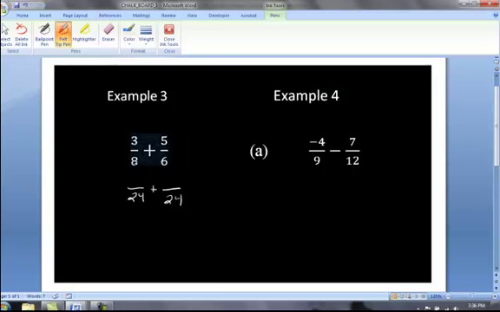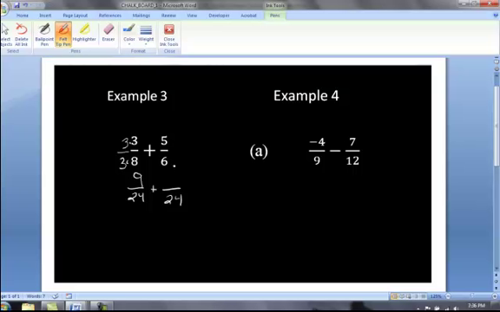If we want to change 8 to a denominator of 24, let's ask ourselves, what could we multiply 8 by to get 24? Well, we could multiply it by 3. So I'm going to multiply the denominator by 3. Now, if I multiply the denominator by 3, I must multiply the numerator here by 3. And multiplying by 3 over 3 is the same as multiplying by 1. So we're not really changing the value, we're just rewriting it. In the numerator here, we're going to get 9 over 24 because 3 times 3 is 9.